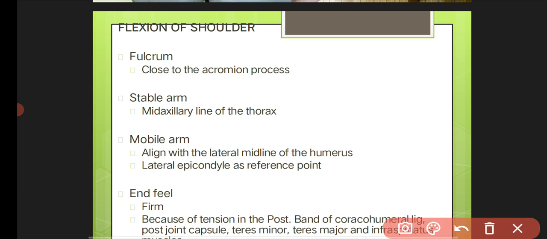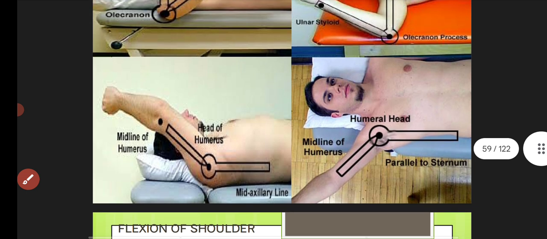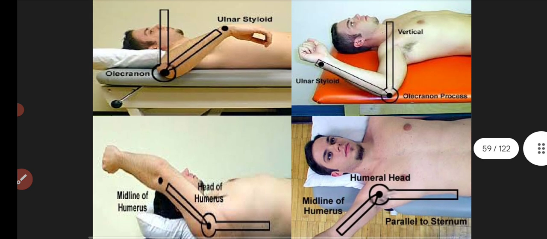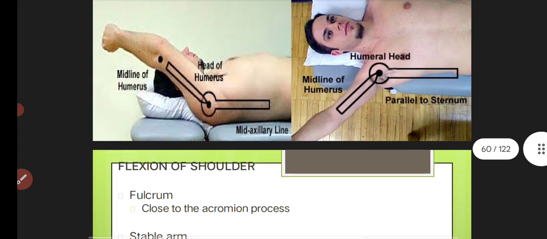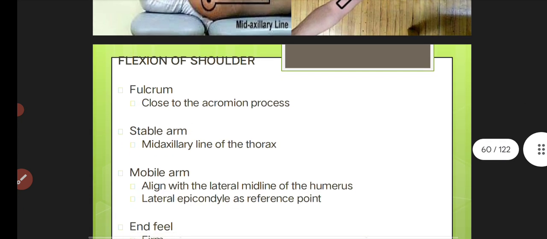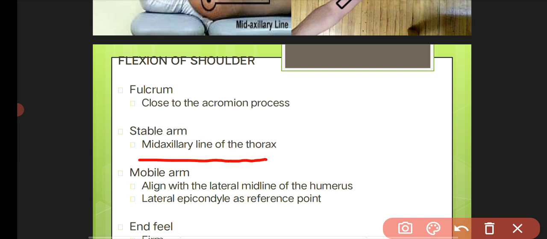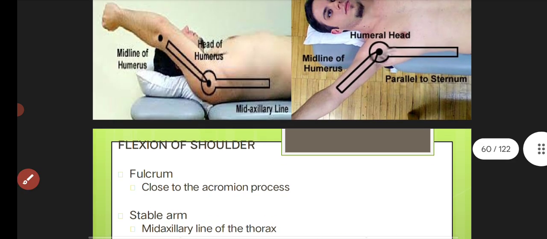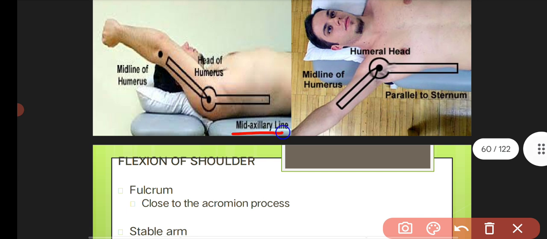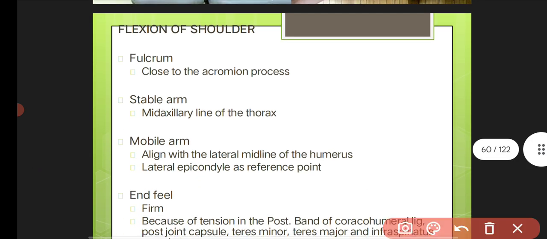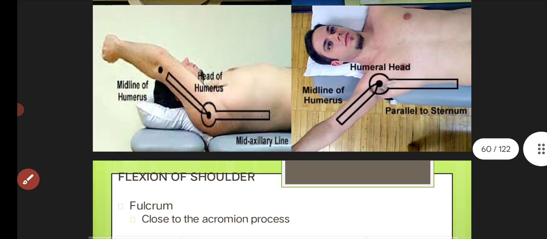Here comes the fulcrum. The fulcrum will be positioned close to the acromion process in case of shoulder flexion. The stable arm is along the mid axillary line of the thorax, and the movable arm is aligned with the lateral midline of the humerus.